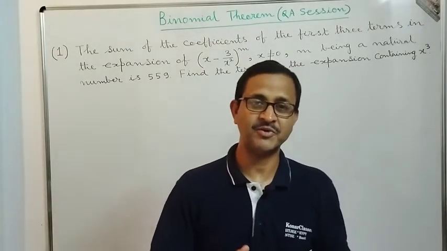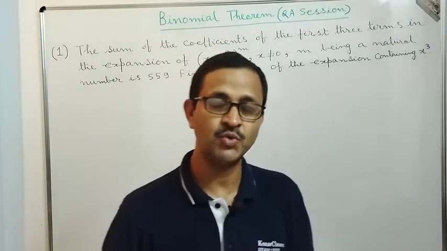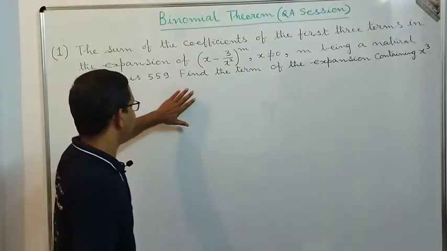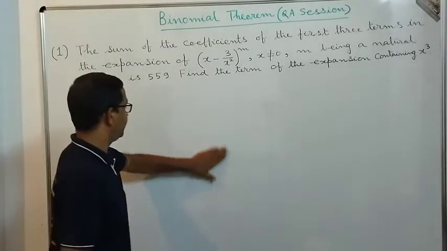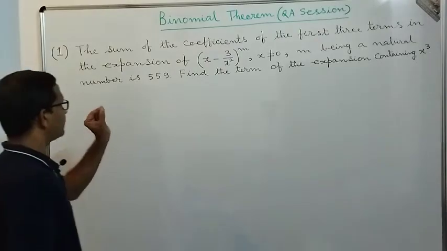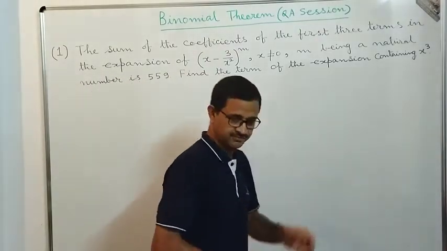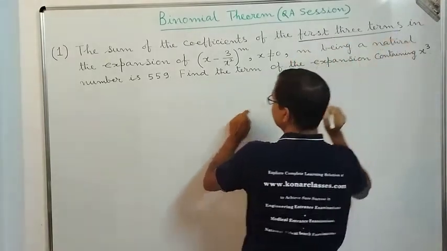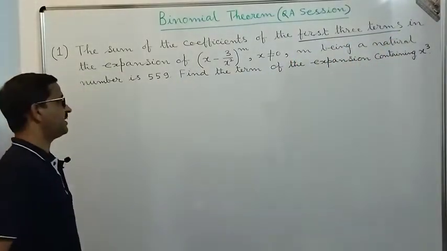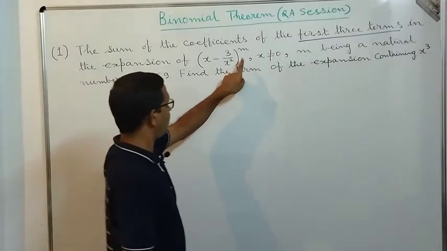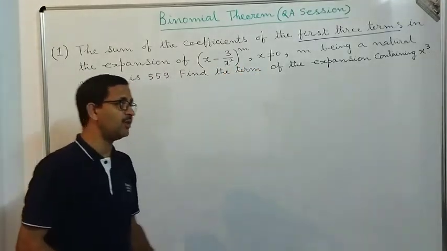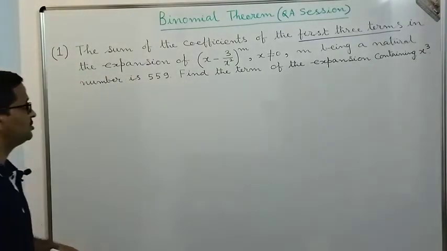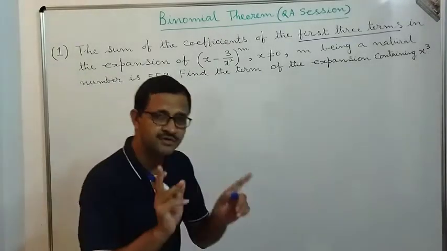In this class we are going to discuss solutions to two questions on the binomial theorem, and here is the first question, which I already wrote on the board: the sum of the coefficients of the first three terms in the expansion of (x minus 3 by x square) to the power m, where x is not equal to 0 and m being a natural number, is 559. Let us first find the first three terms.